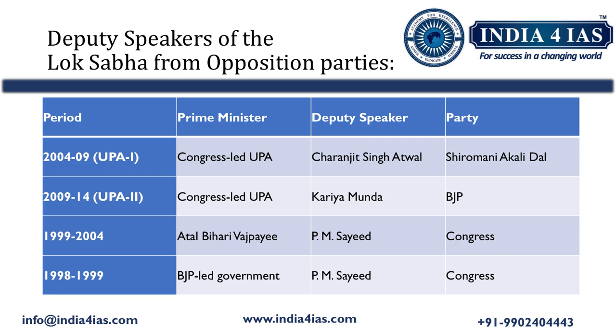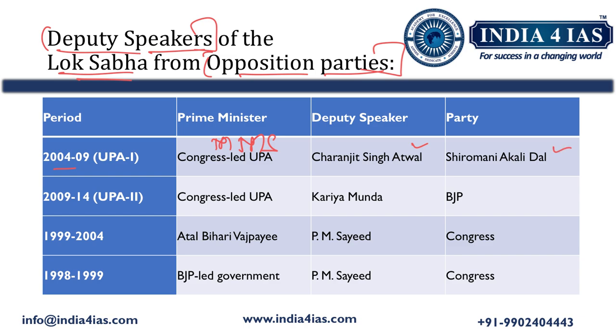In the following table, we have provided the details of the Deputy Speakers of the Lok Sabha who came from the opposition parties. During the tenure of the first UPA government, 2004 to 2009, the Congress-led UPA was in power, and the Prime Minister at that time was Manmohan Singh. The Deputy Speaker was Charanjit Singh Atwal, from the Shiromani Akali Dal party.